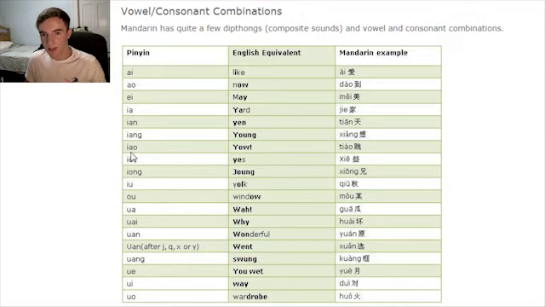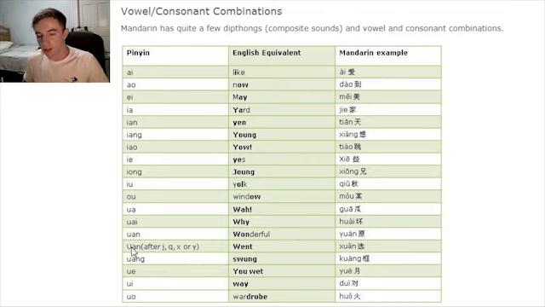IAO is yao. IE is ya. IONG is yong. IU is yo. OU is o. UA is wa. UAI is y. UAN is wan.